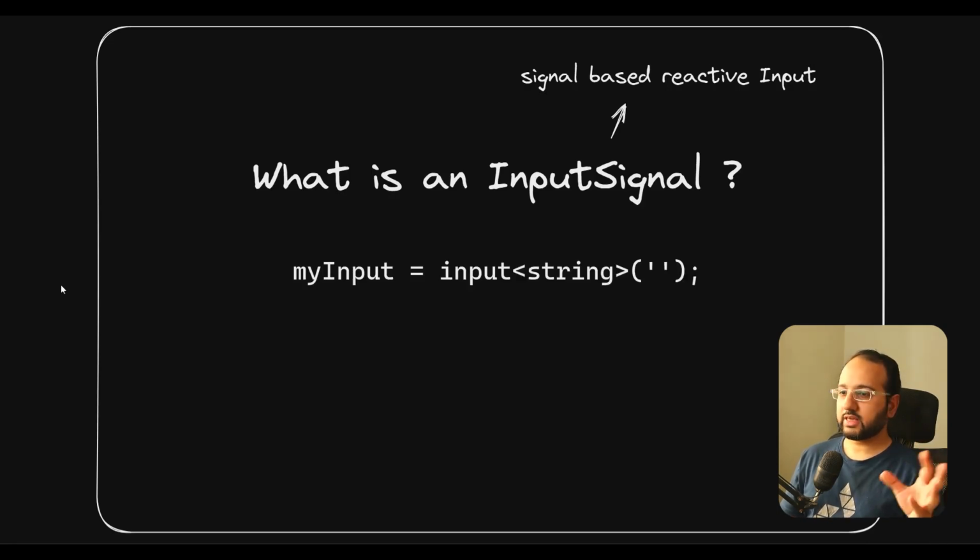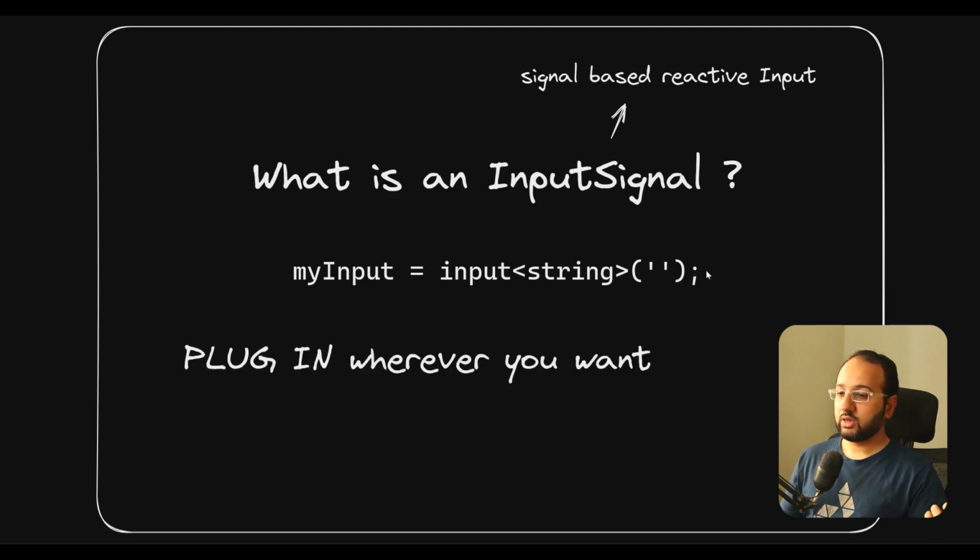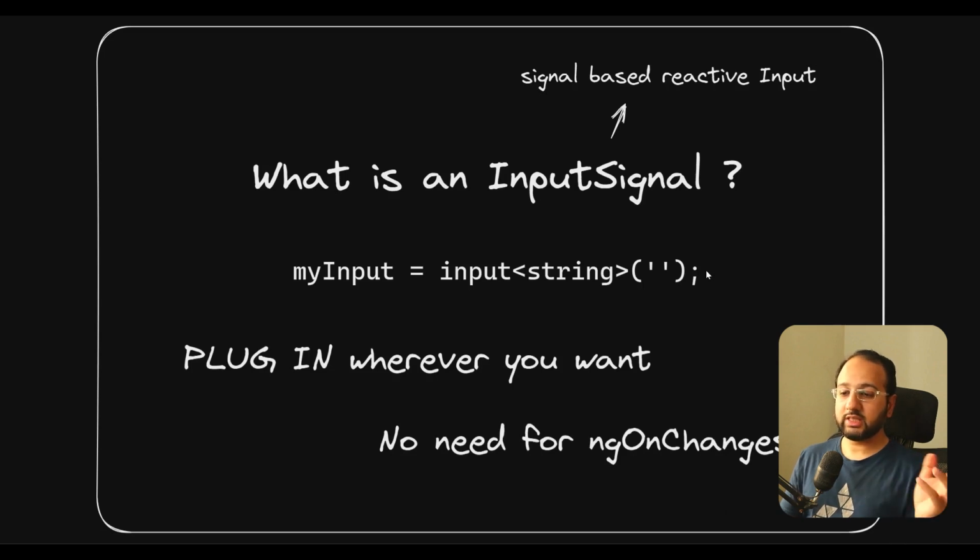So the basic syntax is really simple. There are no decorators involved in this. You just have my input, and then you have an input like this. You specify the type here, and you give the initial or the default value when there is no input. Okay. Now once you have this input, you can plug in the my input wherever you want in a signal-based flow, and there's no need for the ngOnChanges hook, which we use for finding out when the input has changed in a component.